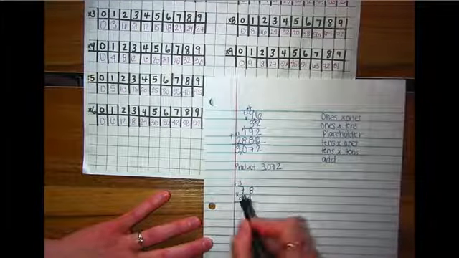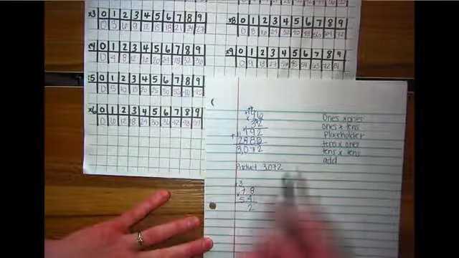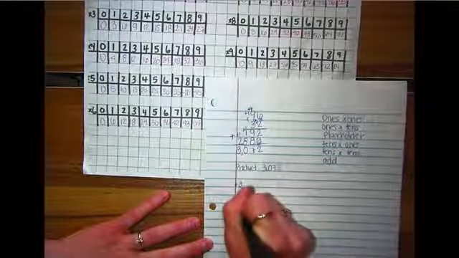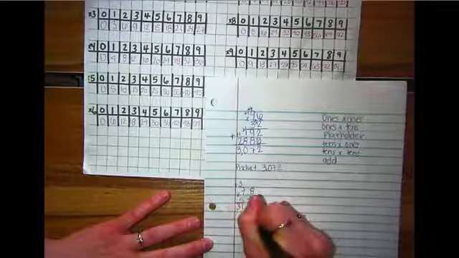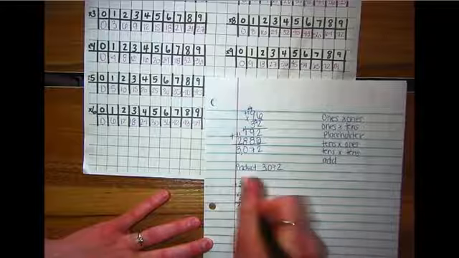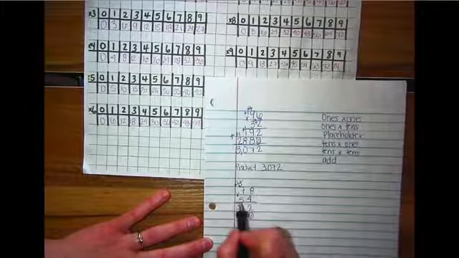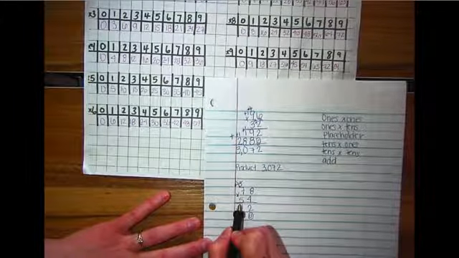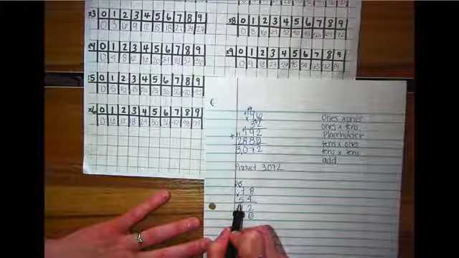4 times 7 is 28 plus 3 would be 31. Gonna bring that placeholder 0 in here, and then I'm going to start with the tens place on the bottom. This time I will use my 5 times table.